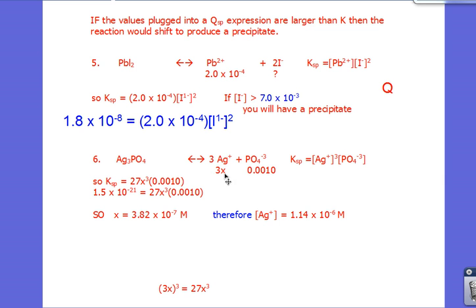You end up getting a 27x cubed out of the silver. So that's where this 27x cubed is, because when you plug that into there, you get this. Phosphate was already 0.001, so I just plugged that in for phosphate. I'm trying to solve for what value of x makes the two sides equal. If I exceed 3.8 times 10 to the minus 7, then phosphate times silver will be greater than K, and it would have to shift back to lower the value to get back to K.